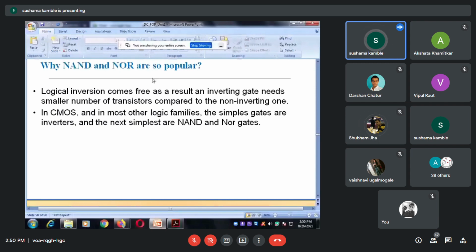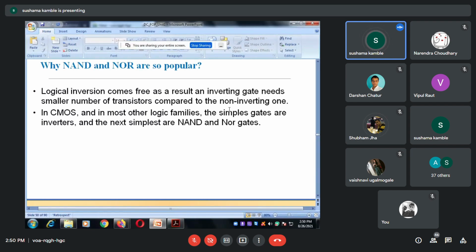Now, why are these popular? It is all due to the fabrication point of view. When logical inversion is there, it needs a smaller number of transistors compared to the non-inverting one. That's why it is most popular.